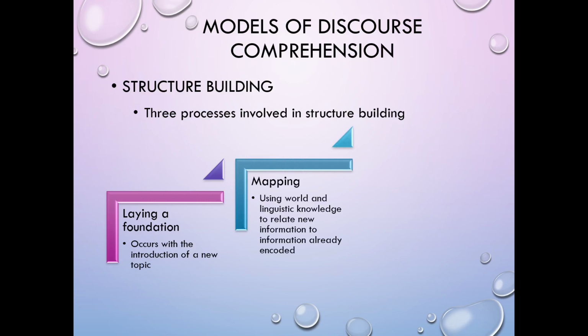Then there's the mapping part, which is where you use the world and the linguistic knowledge that the reader might have to relate new information to information that's already been encoded. So as a reader, you can use mapping to help you tie new information to your existing linguistic knowledge, your existing knowledge about how the world works, so that what you're reading relates to what you already know. And this is an effortful process.